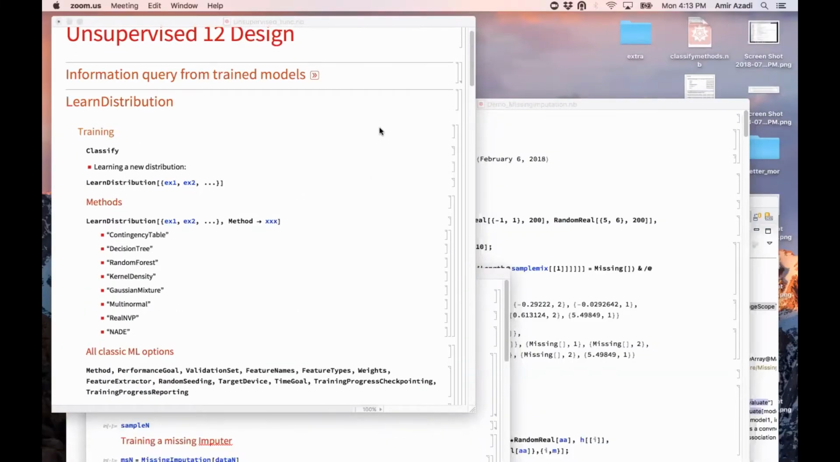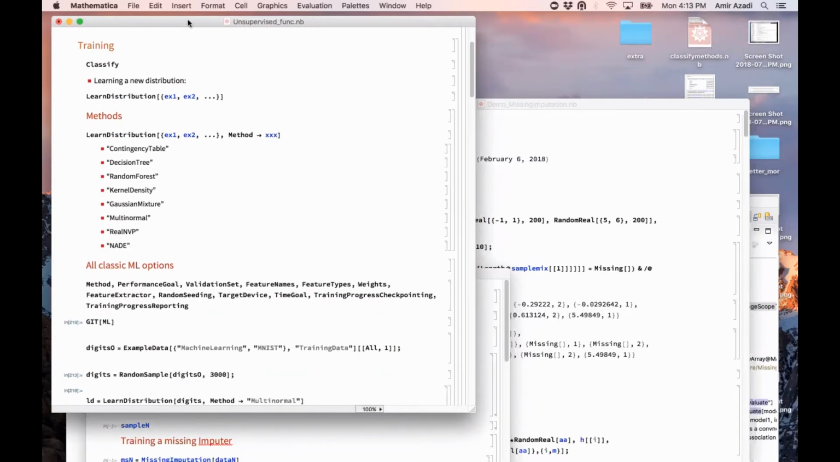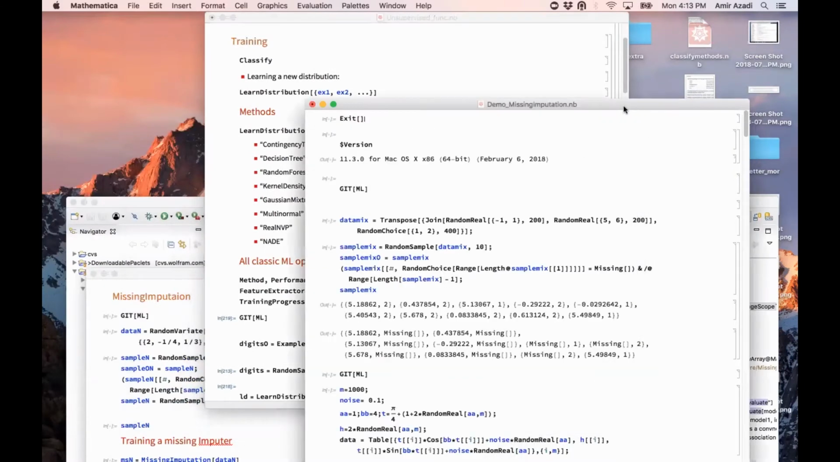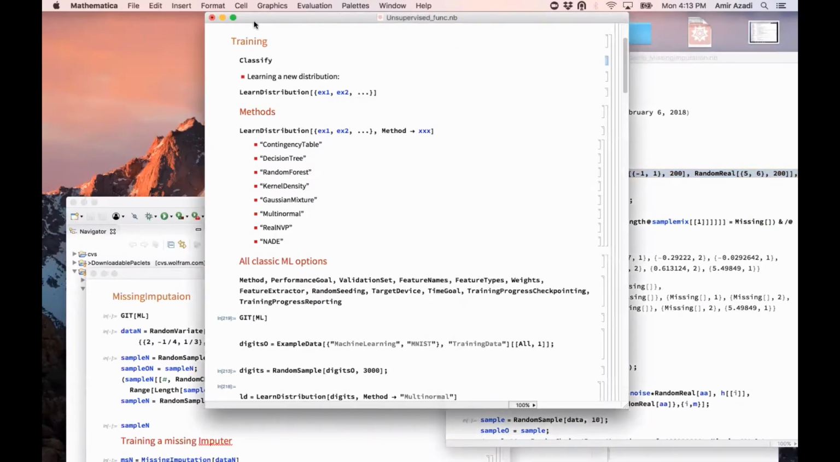Okay, so let's take a look at the learning distribution first and some derivative functions like missing imputation, which is based on learning distribution. So we have a few methods. We don't need to see the methods here. Yeah, sure. No, let's just see it work on MNIST, for example.